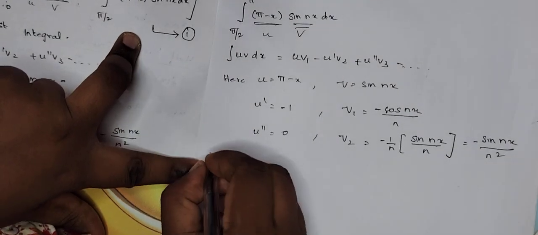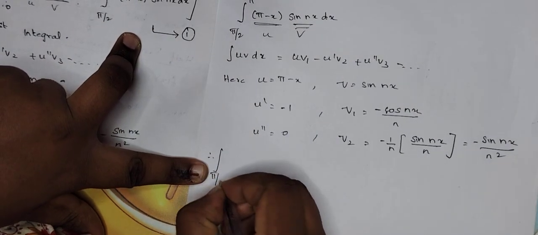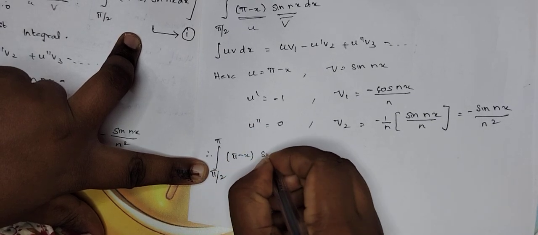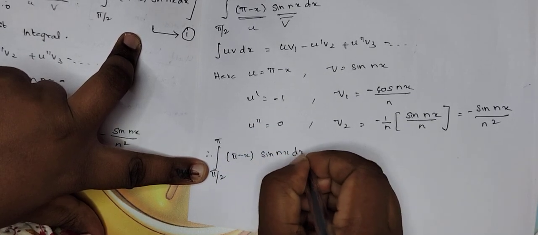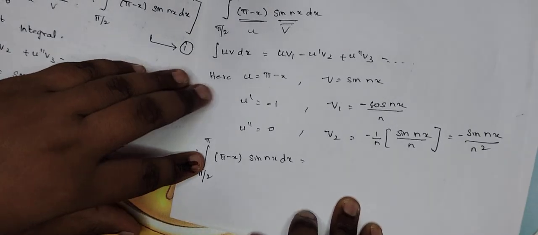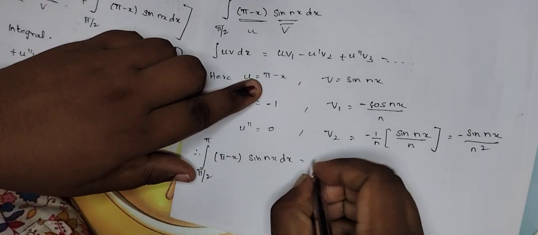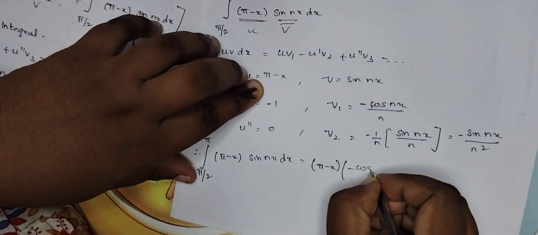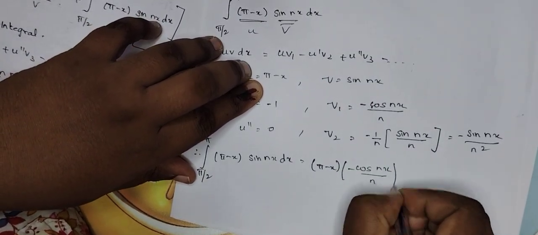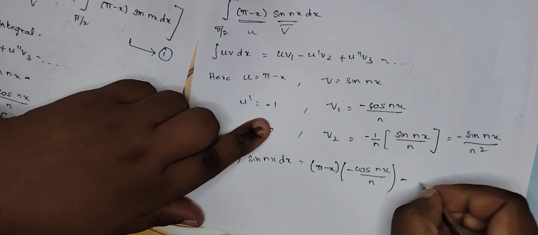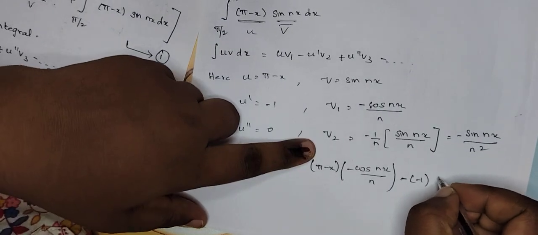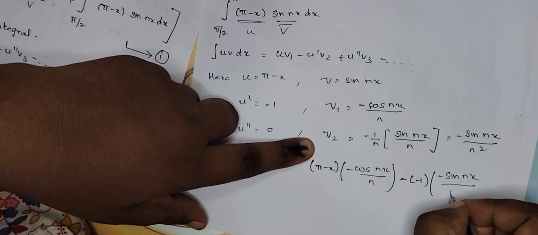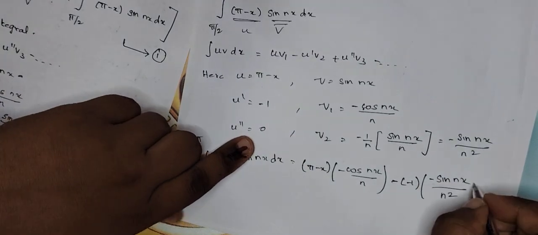Okay, so now I'm applying Bernoulli's formula. The integral from pi by 2 to pi of (pi minus x) into sin nx dx is equal to, according to Bernoulli's formula, uv1. u is pi minus x. v1 is minus cos nx by n. So uv1 minus u', the u' value is minus 1, times v2. The v2 value is minus sin nx by n square. Okay. Then the u'' value is 0.